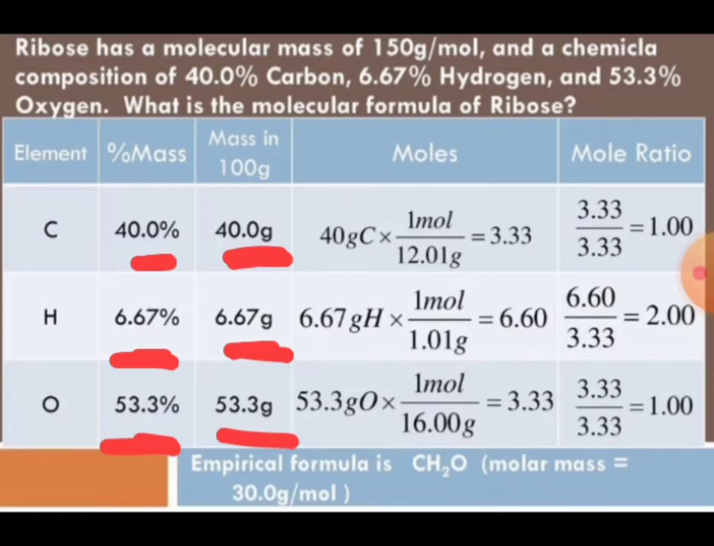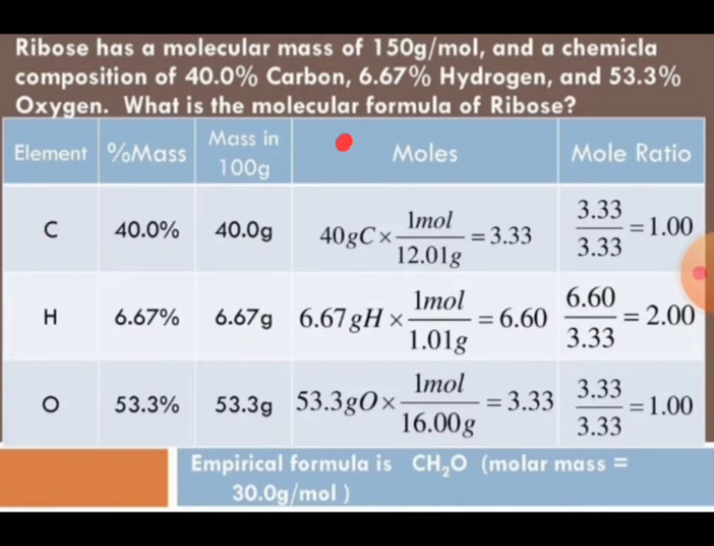So I have converted. So 40% is equal to 40 grams, 6.67% is equal to 6.67 grams and 53.3% is equal to 53.3 grams. Now what we need to do next step, we have to find out the moles. How to find out? Mass by molar mass. Molar mass of carbon how much children? 12. So 40 divided by 12 will get 3.33 moles.